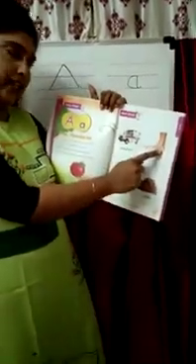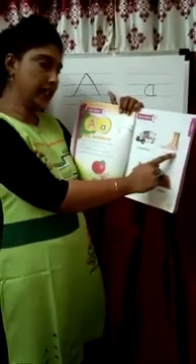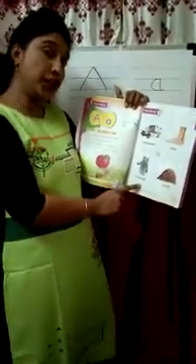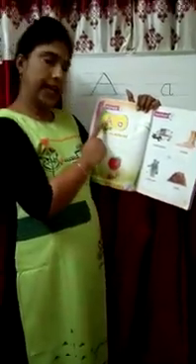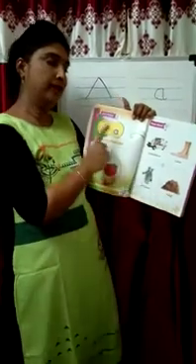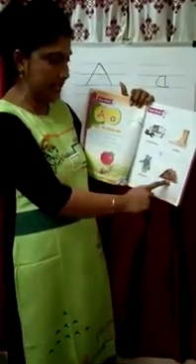Now you just turn the page. See, here is Mama A and Baby A. Ant, apple. A for ambulance. Kids, repeat with me. A for ambulance. A for ankle. A for astronaut. A for anthill.